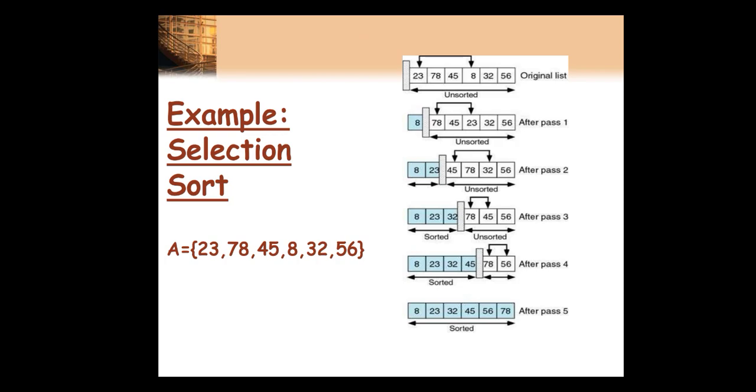So in this way we have a total of 6 elements inside our array. So we will see how to perform the selection sort on this array. Now here this is our original list which is unsorted.